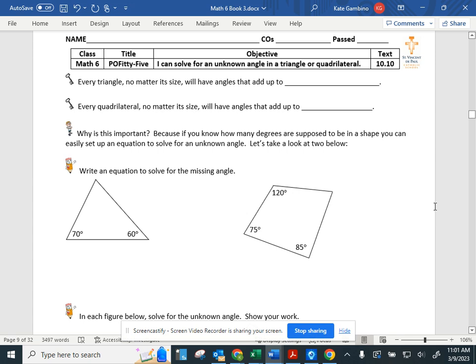Morning. Today we are continuing with those shapes and angles, and we are working on PO55. I can solve an unknown angle in a triangle, like we did in our last objective, or in a quadrilateral.